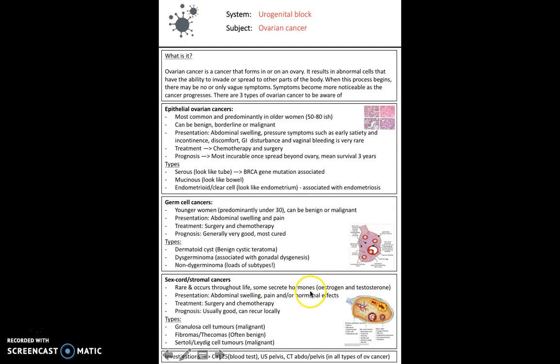And some of them do secrete extra hormones, such as estrogen and progesterone, leading to some side effects, which they also may present with alongside the abdominal swelling and pain. In terms of investigation for this, the main investigation is a CA-125 test, which can be done by testing the blood.